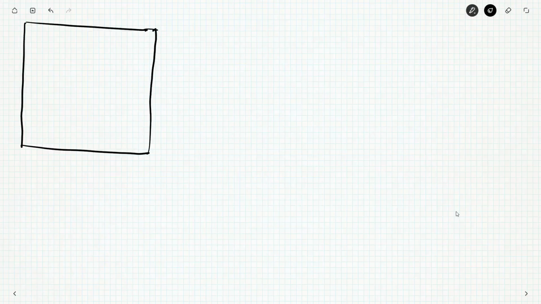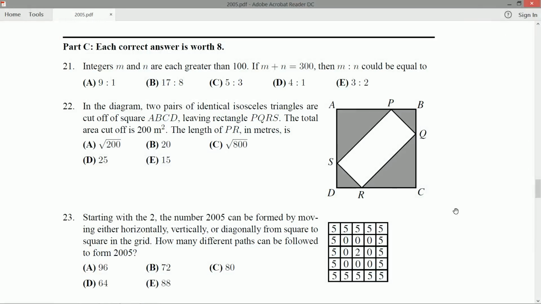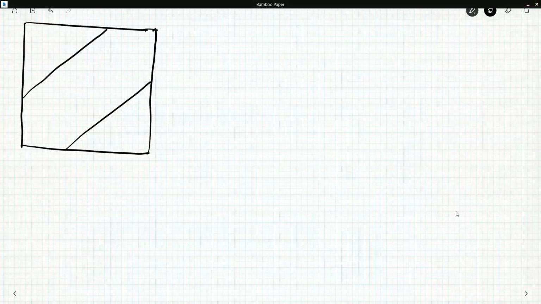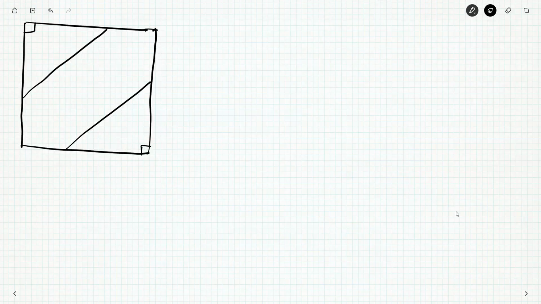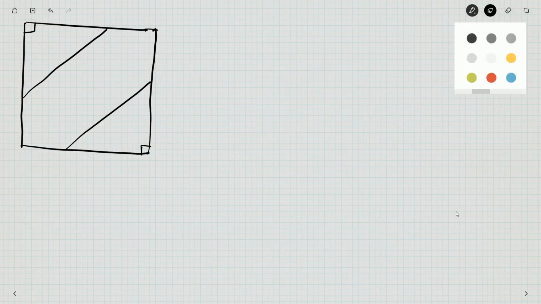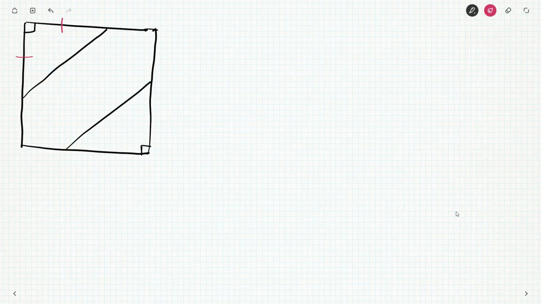So we've got our square. And we cut off an isosceles triangle here and an isosceles triangle here. They're pairs of identical ones. Two pairs of identical isosceles triangles. Now, we've got right angles here. So there's no way that these hypotenuses are part of the equal sides. So we're going to have this side equal to this side, and this side equal to this side, and they're identical, so it's the same thing.